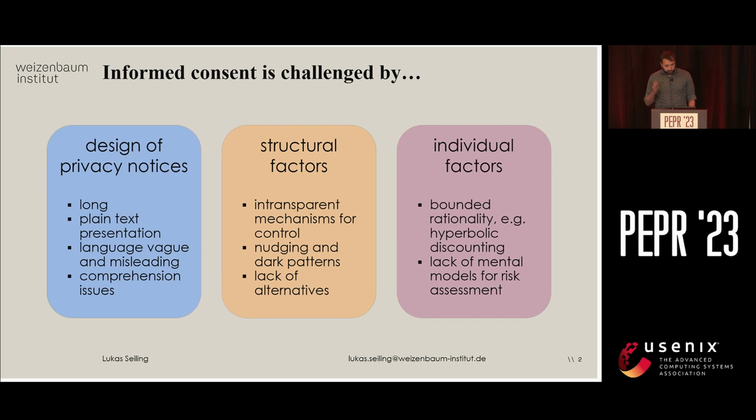Now, we also know that informed consent is challenged by a lot of things. We have the design issues that we've talked about at length today, or that some people have brought up. I'm not going to touch on them. We have the individual factors, right? People are not homo economicus. People don't make rational decisions all the time. They are victims of heuristics and biases, if you want to use that framing. For example, they underweigh long-term risks and overweigh short-term rewards, which is called hyperbolic discounting.